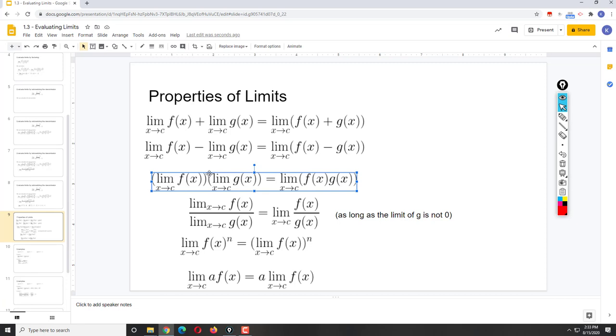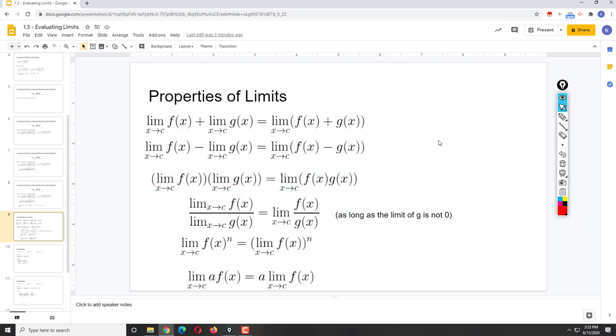But this one has a caveat. Caveat means exception, like we have to be careful. Because if the limit of g is 0, then we can't do this because we end up dividing by 0. So as long as g is not 0, the limit of f divided by the limit of g is the limit of f over g. Exponents work. The limit of f to the n power is equal to the limit of f, and then take the exponent to the n power.